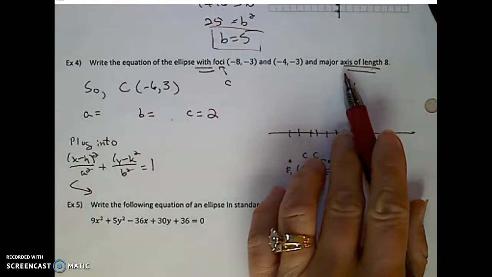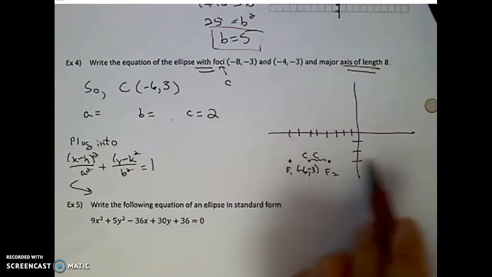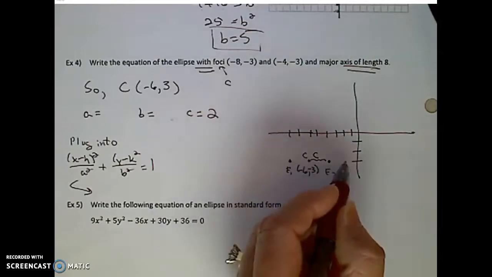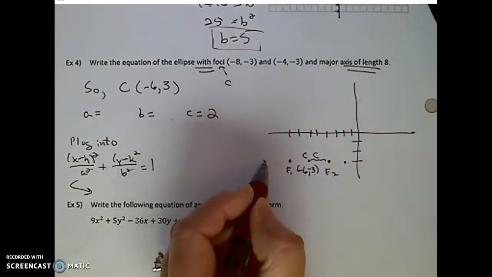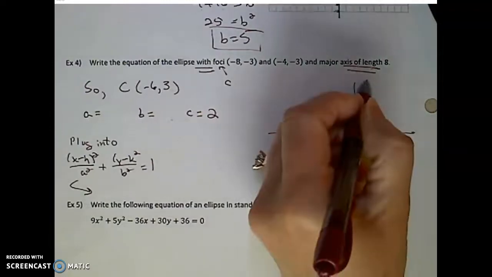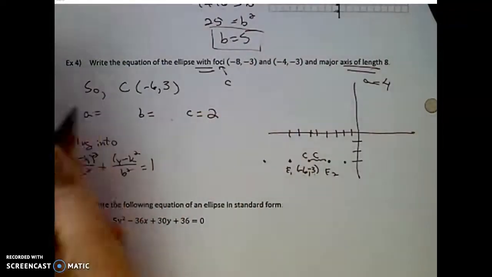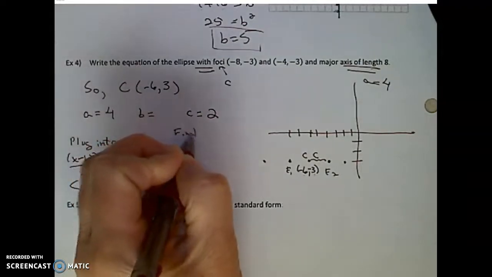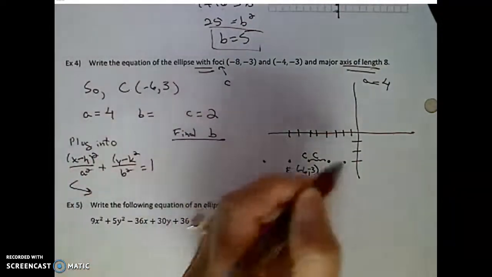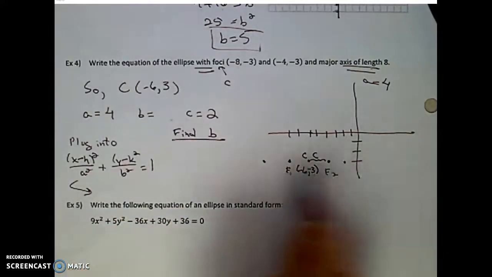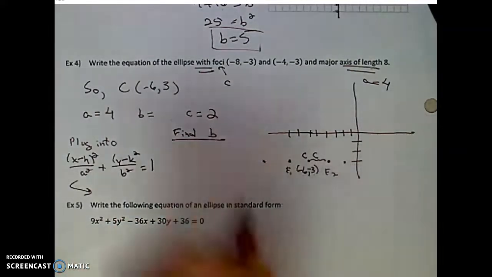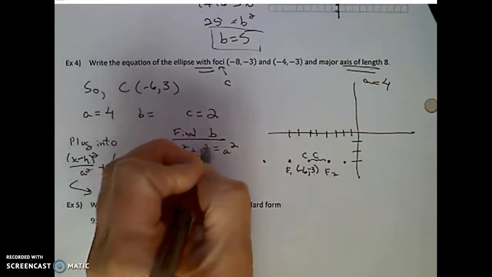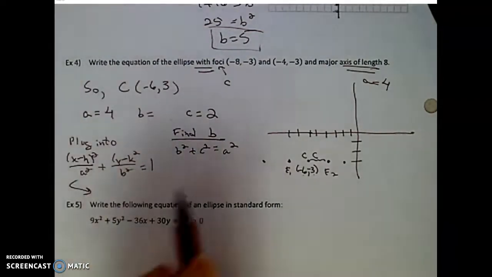Length of the major axis is 8. Here, the foci are on that major axis, which is horizontal. And I'm going to move to the right 4 and left 4 to give me a major axis of 8. So that means A is 4. And I need to find B. To find B, notice what's biggest in this ellipse. Since the major axis is horizontal, A is the biggest, and I'm going to use this version of the Pythagorean theorem, plug in to find B.